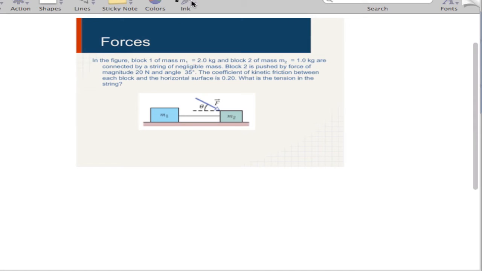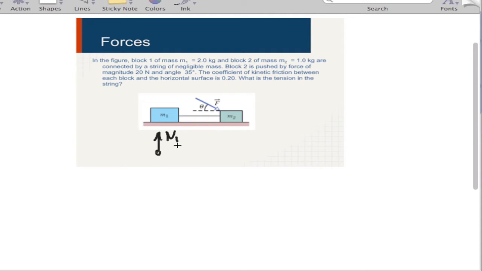All right, so this is a problem we had in our homework packet. And I'm going to go ahead and solve it by actually drawing free body diagrams for each object. So first, we've got M1, there's a normal on it. There's its weight. There is friction.